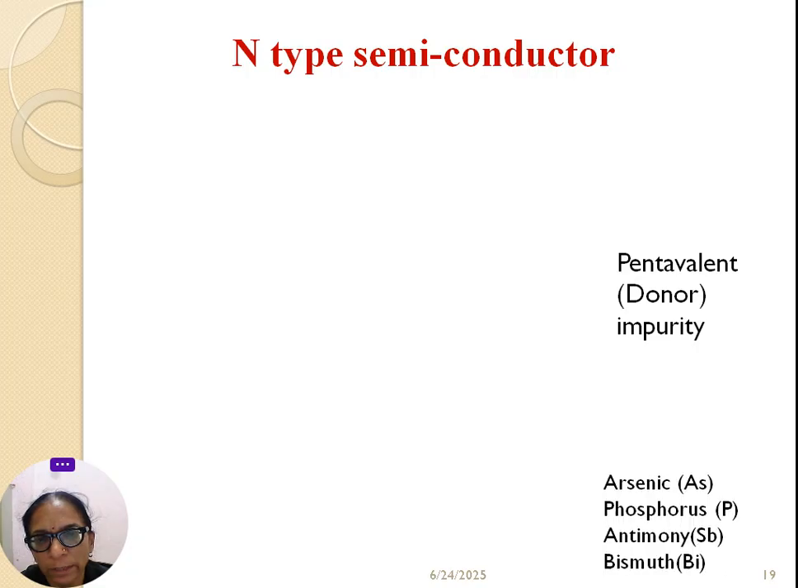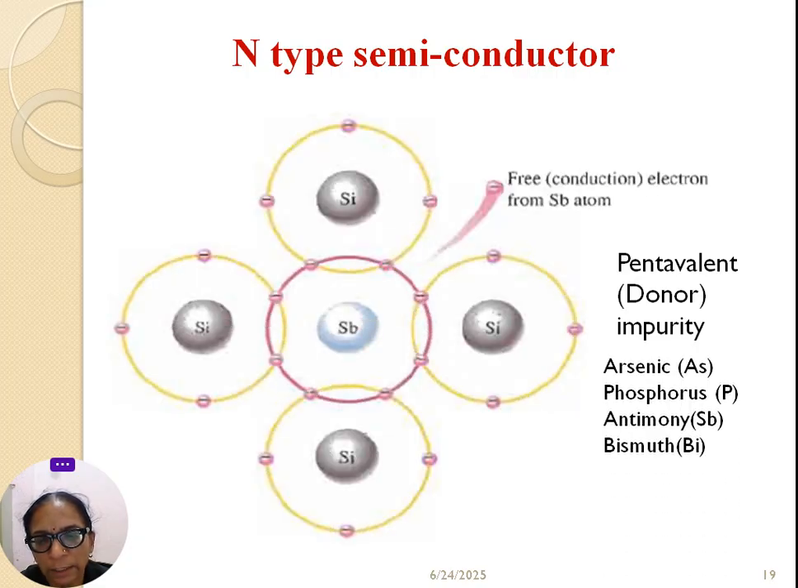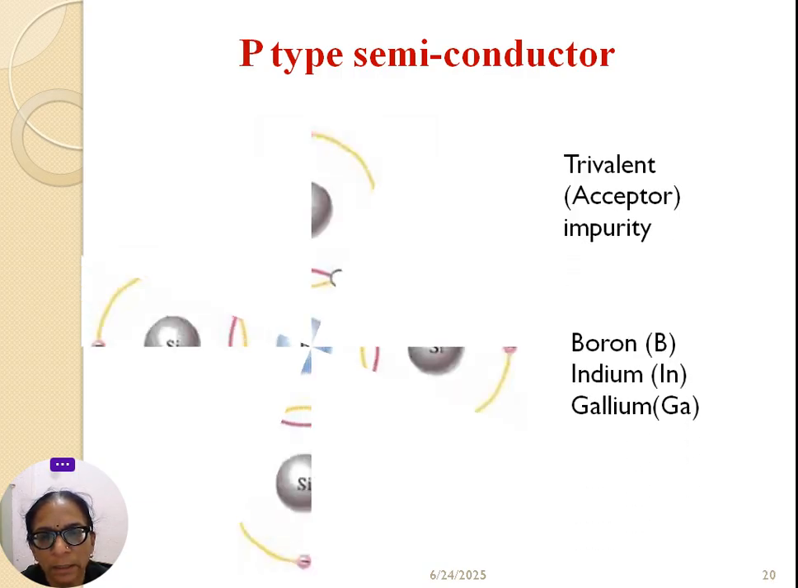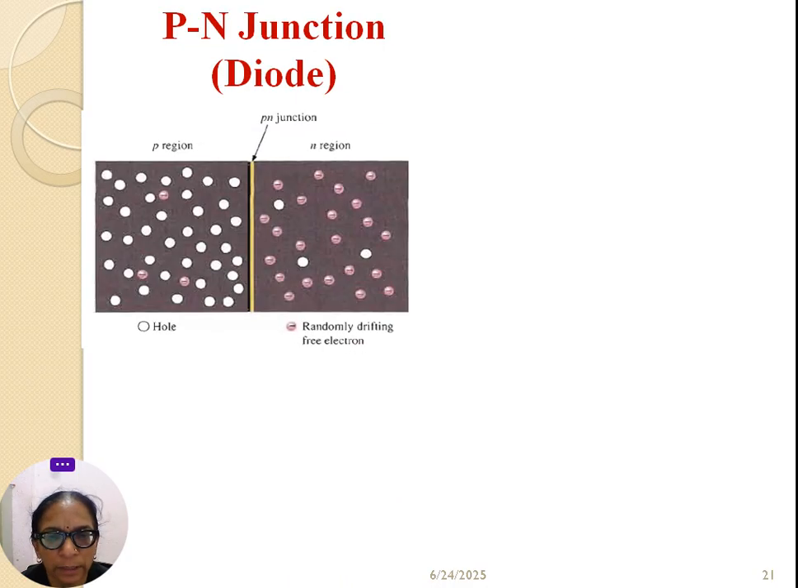When you talk about the n-type semiconductor, pentavalent donor impurities are used. Arsenic, phosphorus, antimony and bismuth are used. Here a free conduction electron from the Sb atom is created. When you talk about the p-type semiconductor, this is the trivalent acceptor impurity where a hole from the boron atom is free. Boron, indium and gallium are the examples.